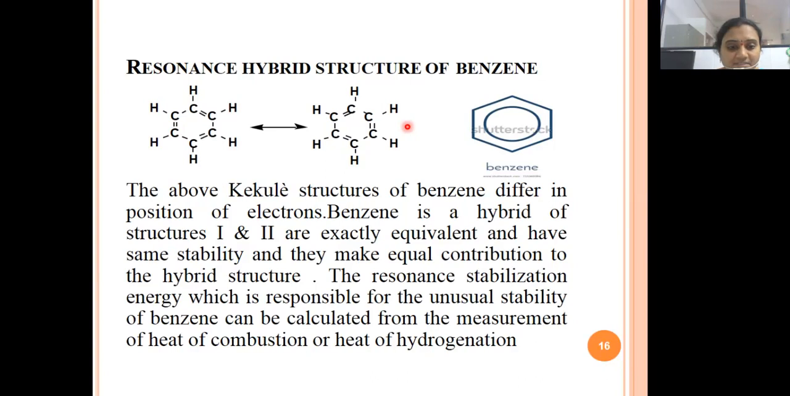The resonance stabilization energy, which is responsible for the unusual stability of benzene, can be calculated from the measurement of heat of combustion or heat of hydrogenation reactions. So for benzene stability, heat of hydrogenation reactions are very important. Resonance means interaction between pi bonds, or lone pair of electrons and pi bonds. This is called the resonance effect. Resonance hybrid means there is a difference in the arrangement of pi bonds, not in atoms.